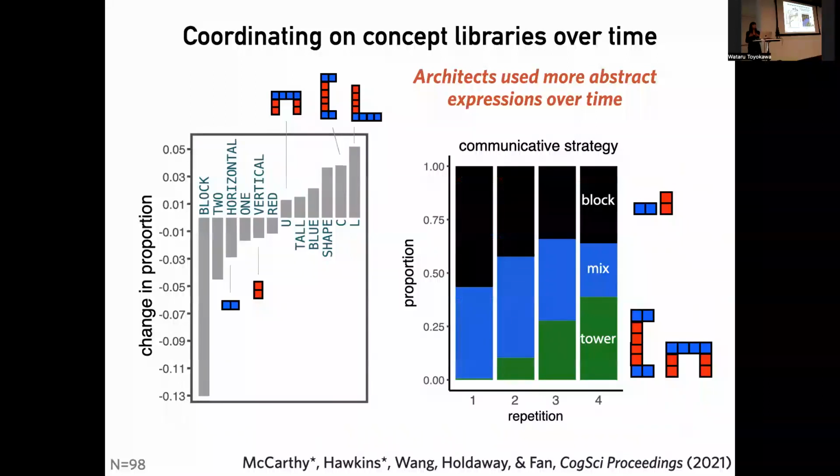And what we found was that between the first and the final building attempt, the language that architects used shifted to a higher level of abstraction, with references to individual blocks becoming less frequent. So the change in the frequency of literally the token "block" is negative from the first to the final repetition, but then references to entire towers emerged and became more frequent over time. So that's where these U, C, and L terms are coming online.